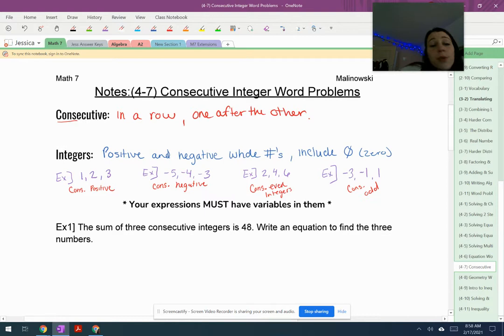Okay, so those are the important pieces that we need to know. Our examples are going to have these kinds of words in them, and we're going to need to use them. One last thing, just keep in mind that all of your expressions must have variables in them. That's why we're doing this, so we can make and solve equations.